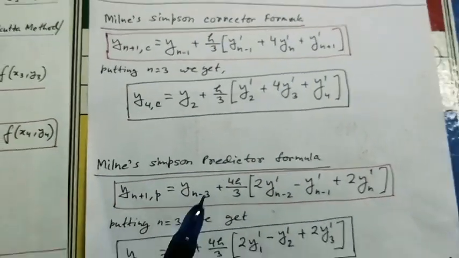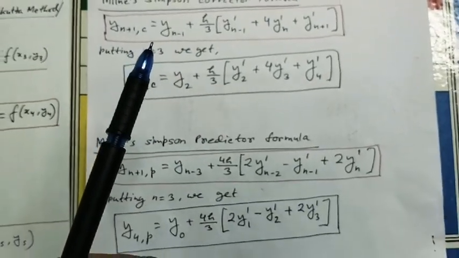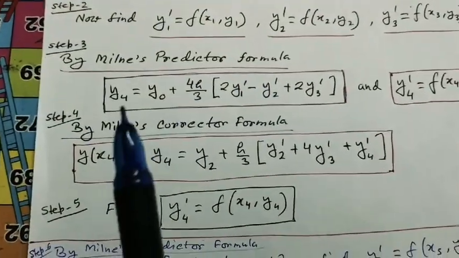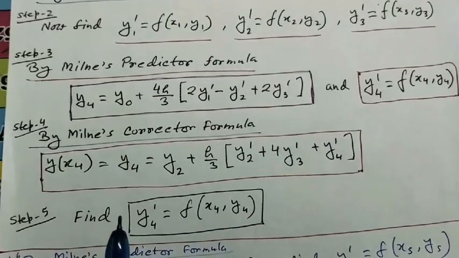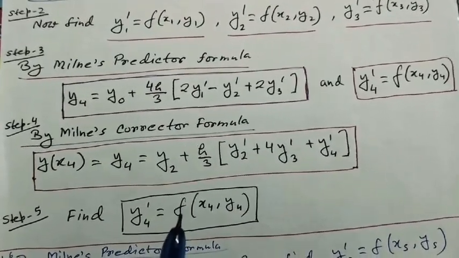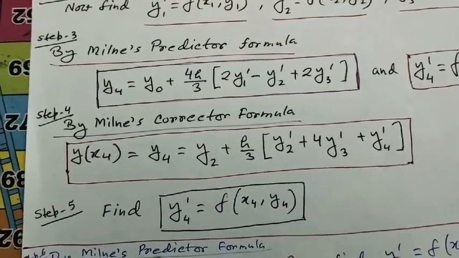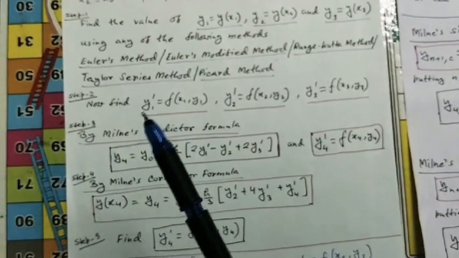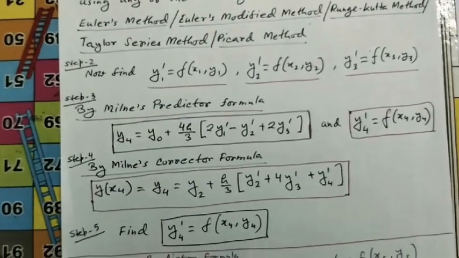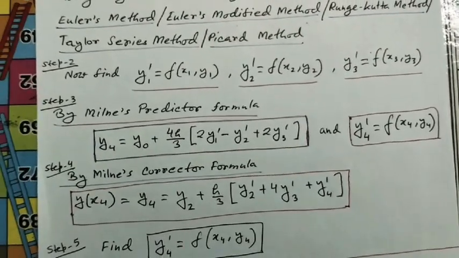So these two are the predictor and corrector formulas. Now after the value of y4 is corrected, again we have to find y4 dash at step 5, which equals f of x4, y4, and that will be our final solution. So by these steps, we find the solution of the ordinary differential equation or the initial value problem by the predictor-corrector method.